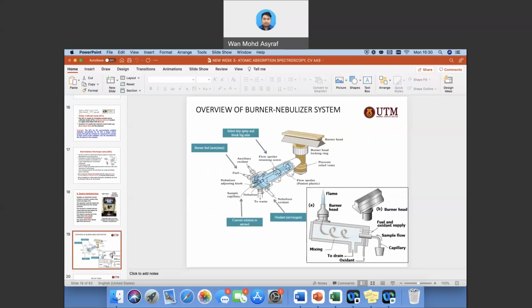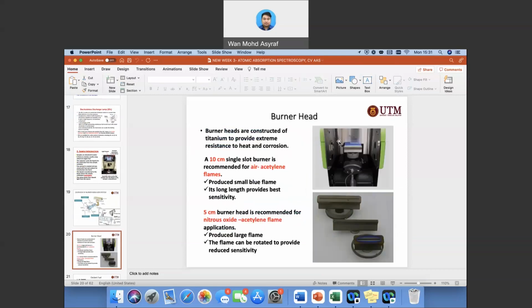So for the overview, you can look at the longitudinal view. This is the burner head. Imagine your sample is here. It will be sucked into the sample capillary into the nebulizer, so it becomes an aerosol here and is mixed with oxygen and fuel and then flows into the burner head. It will become atomized here at the burner head.